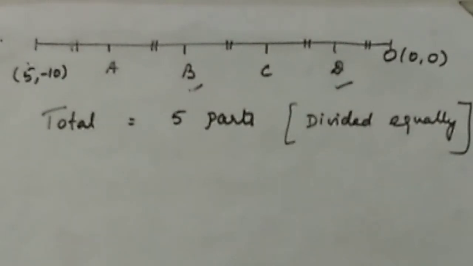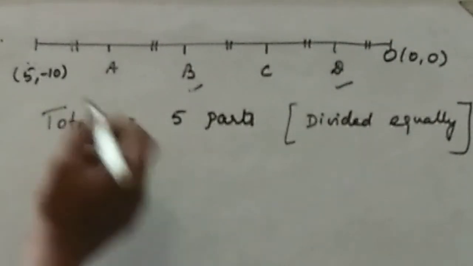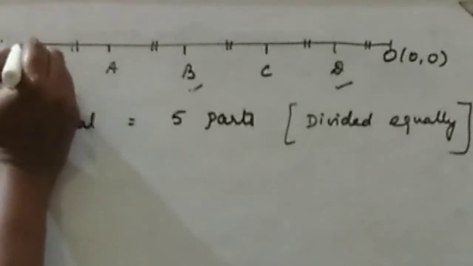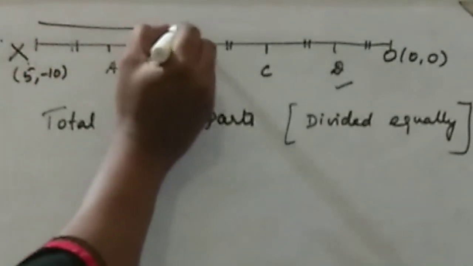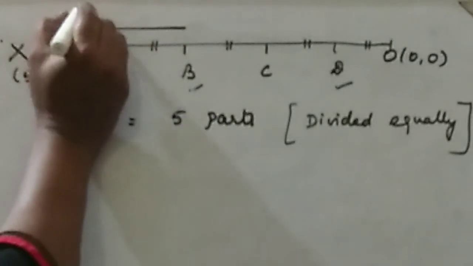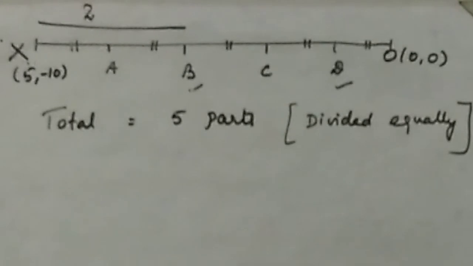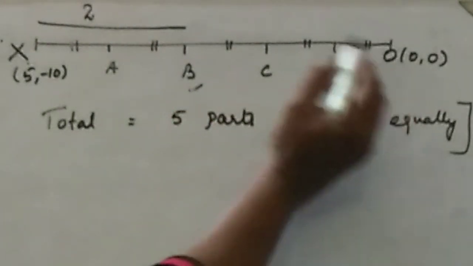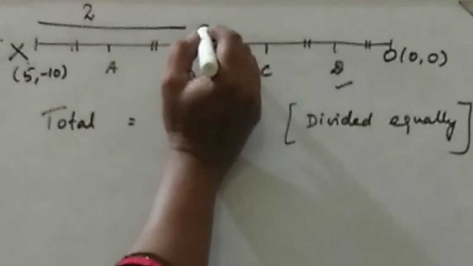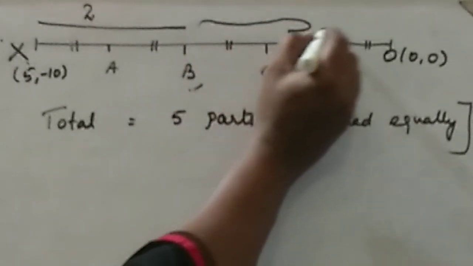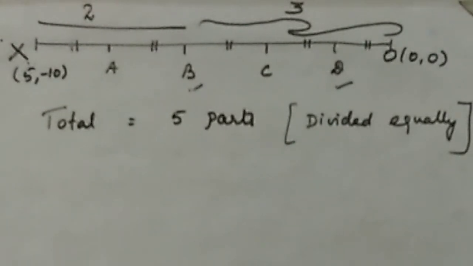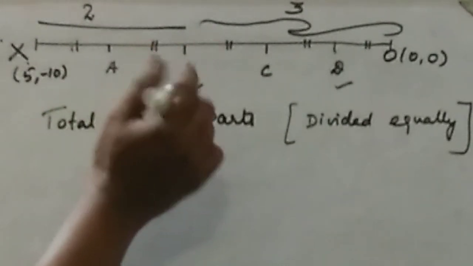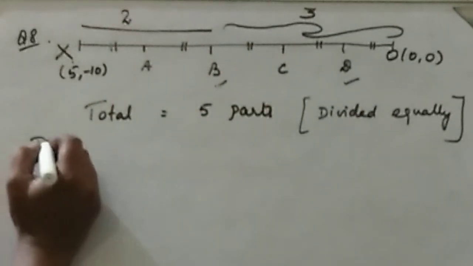Now let us keep this point as X. For X to B, what will be the ratio? This one is 2, and B to O is 1, 2, 3, so this will become 3. We have to find the coordinates of B and the coordinates of D.